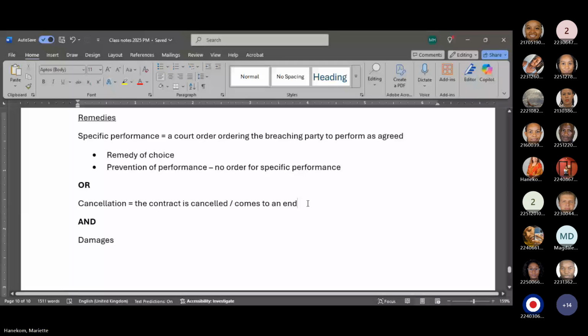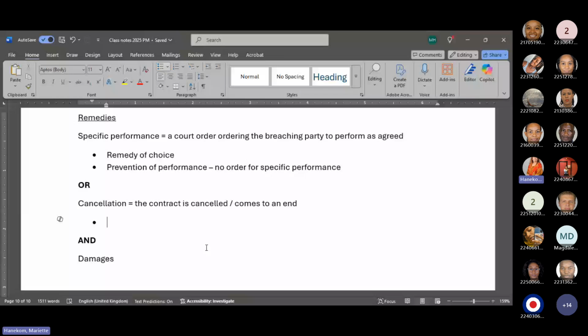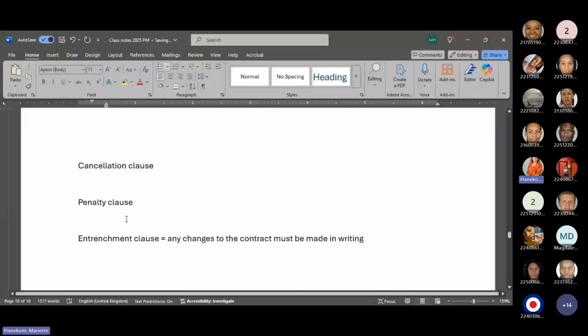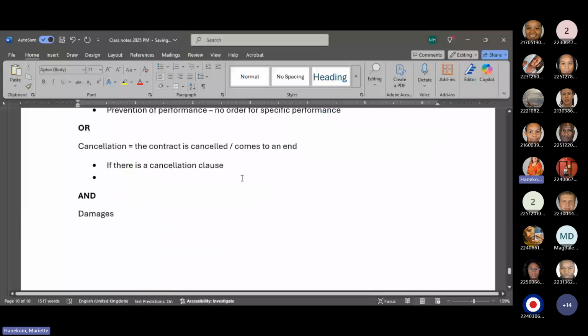Cancellation. Courts are not inclined to order cancellation. Parties can provide for that in their contract. We saw on Monday, we did the cancellation clause. I didn't type it out here, but I just mentioned it. A cancellation clause is specifically a clause giving the innocent party the right to cancel the contract.